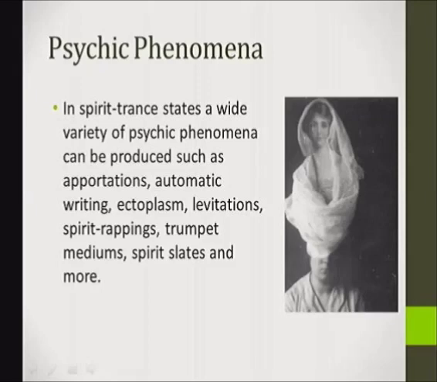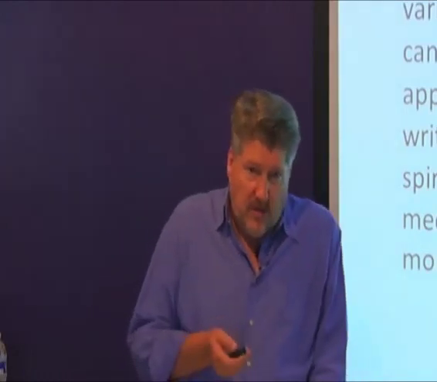Ectoplasm is not something we hear about much in the 21st century, but back in the late 19th century and the first half of the 20th century, these were plasms produced from the bodies of mediums during seances and trances. There were reported levitations, spirit wrappings, trumpet mediums, and spirit slates, which were two pieces of slate where a piece of chalk would be placed between the two of them, and the spirit would move the chalk, making either writing or symbols on the slates. So those are just some of the psychic phenomena that can be produced through mediumship.